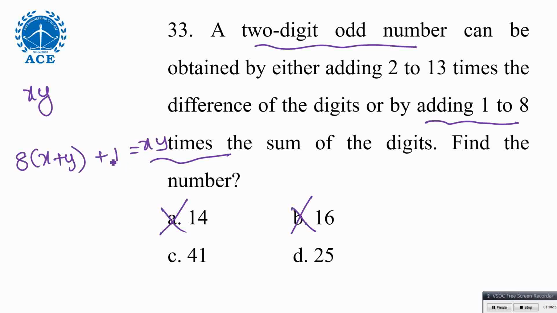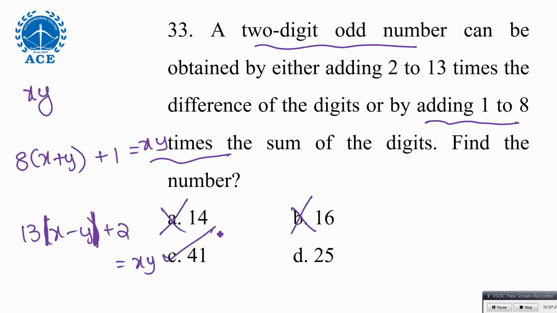The number should be 41. So 8 into 4 plus 1, 5. So 8 5s are 40, 40 plus 1, 41. Or the difference: 13 times the difference between them, plus 2, should give xy. And here difference means modulus. X may be more than y or y may be more than x. The difference between them is 4, 3. 13 into 3 is 39, plus 2 is 41.